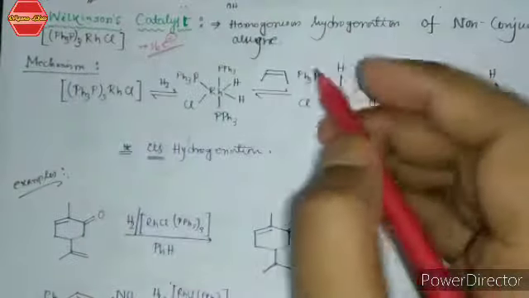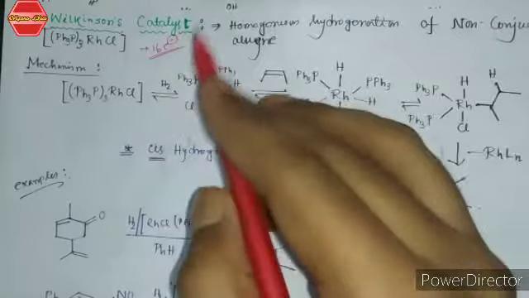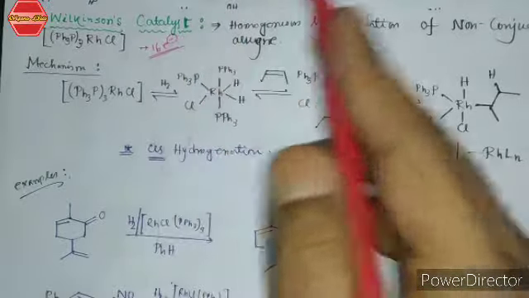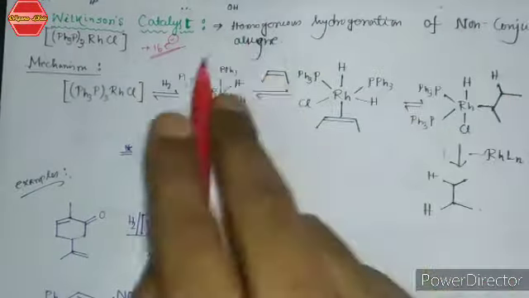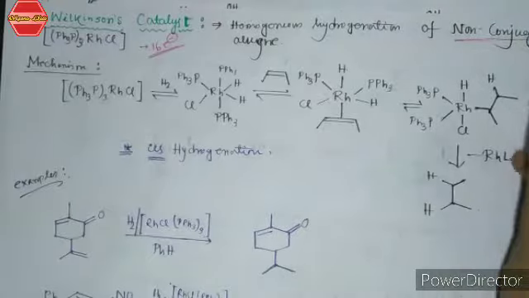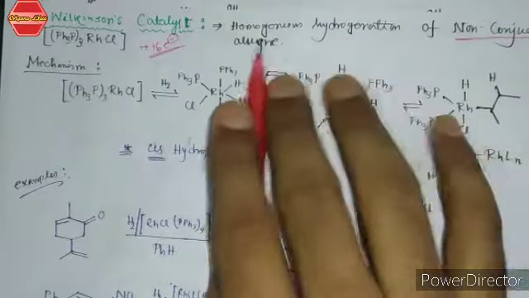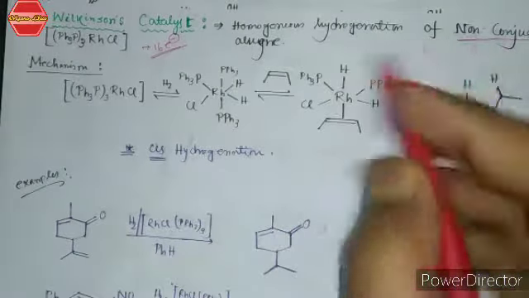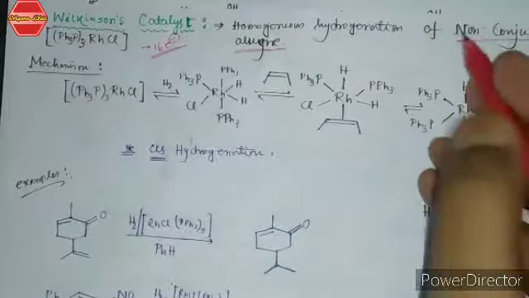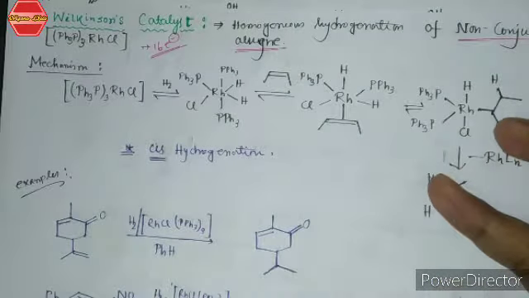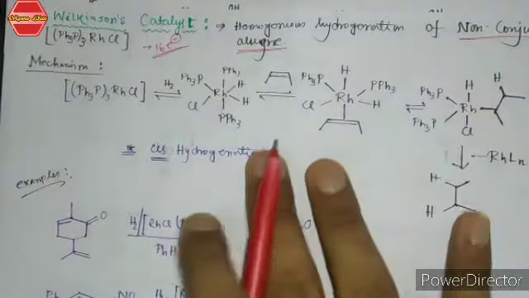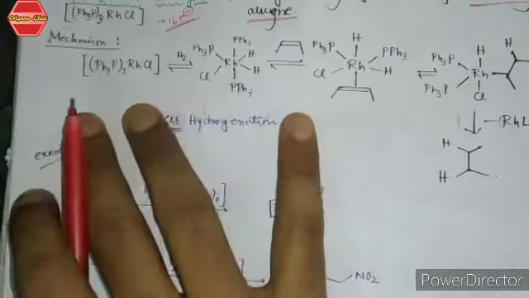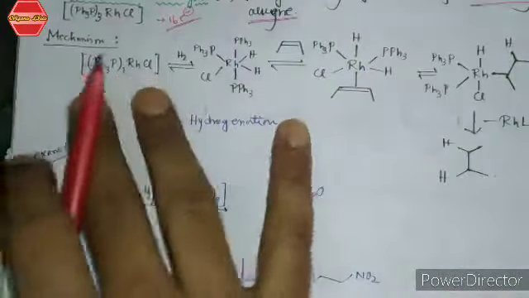Okay, so that is why this is very much selective and very much reactive to reduce any compound. Now you have to know this important concept, that is homogeneous hydrogenation of non-conjugated alkene. What is a non-conjugated alkene? Before going to that, I will discuss the mechanism.